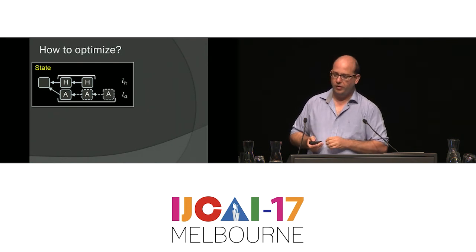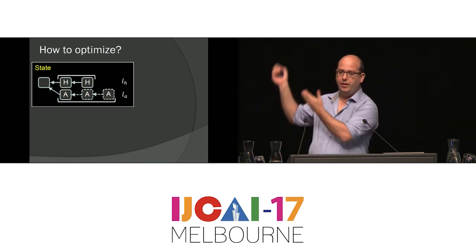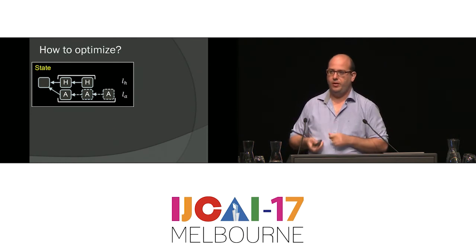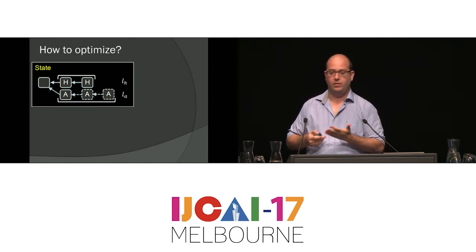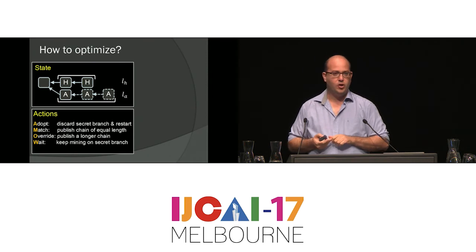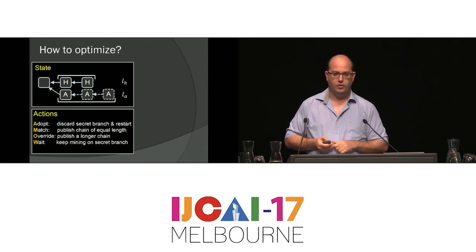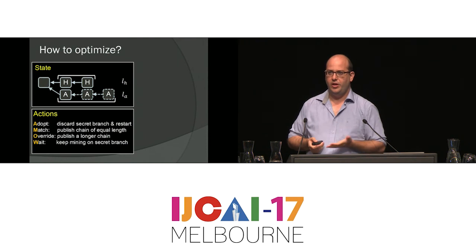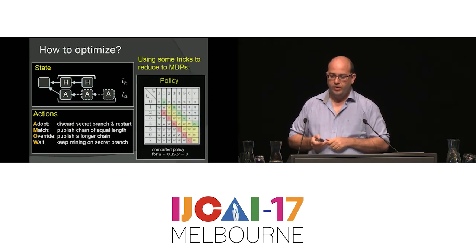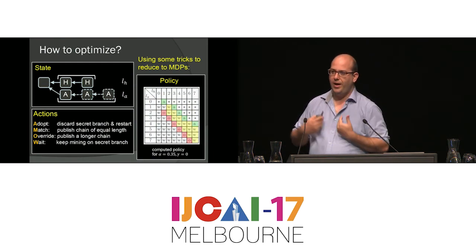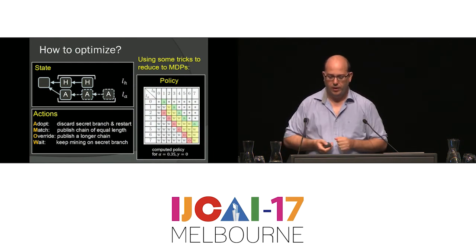It turns out that you can start to think about this as an MDP. First, you can think of the length of the attacker's chain and the honest network's chain as a state in some MDP. You can think of actions, and you need to show that these are indeed sufficient, where you adopt the chain of the honest network, or you try to override it, or you just keep building it secretly. And what you get is eventually a policy that tells you what to do for every length of chain of the attacker.